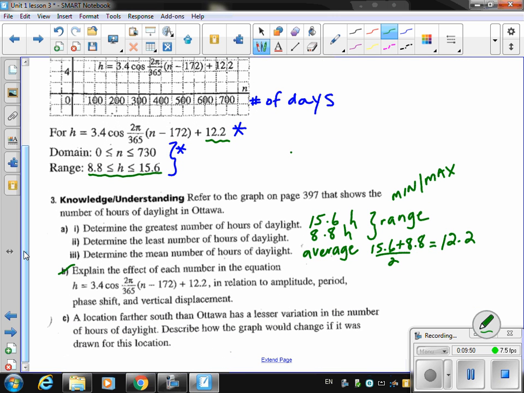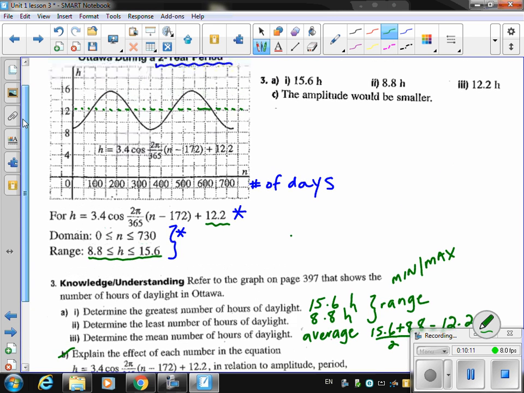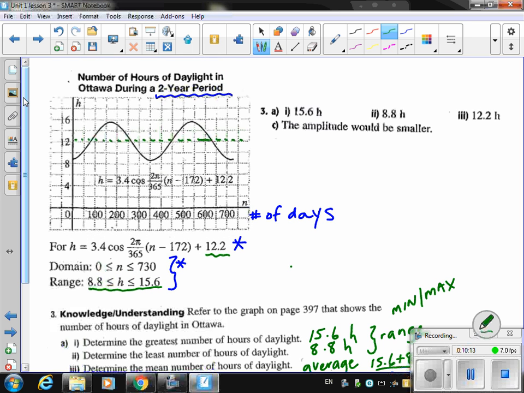Okay, C. A location further south than Ottawa has a lesser variation in the number of hours of daylight. Describe how the graph would change if it was drawn for this location. So if you don't have such extreme days, so you are in North Carolina and your days aren't quite so extreme, our graph would have a lesser maximum and not quite such a minimum. So maybe, if you can see on the graph here, it would just have a smaller range of values, if that would make sense. It would affect those numbers.